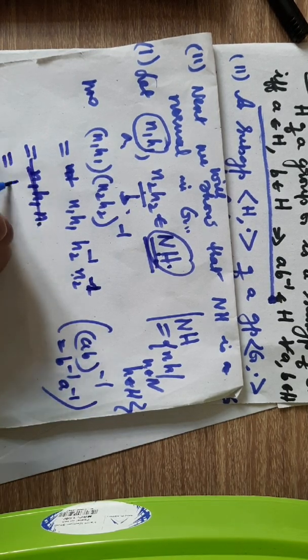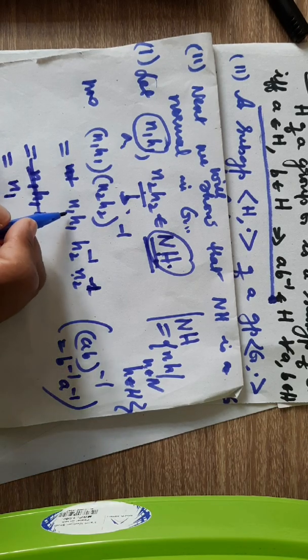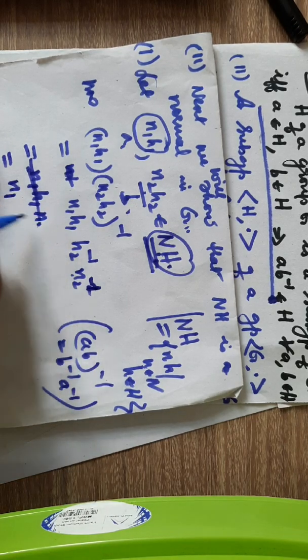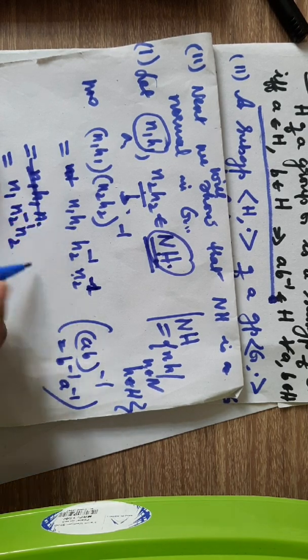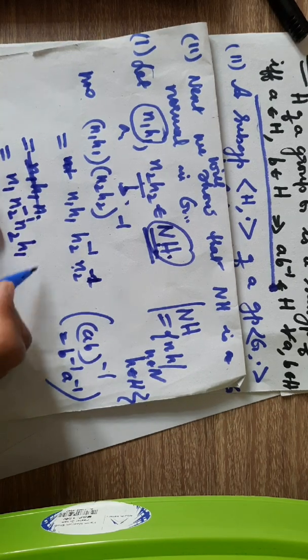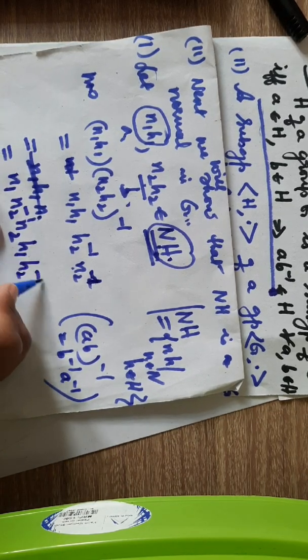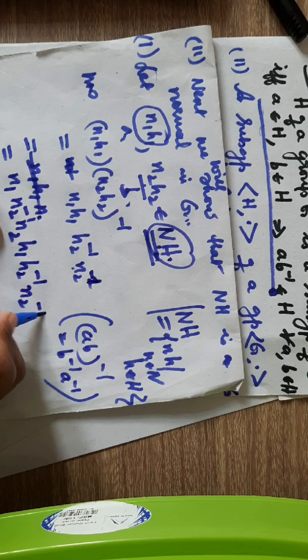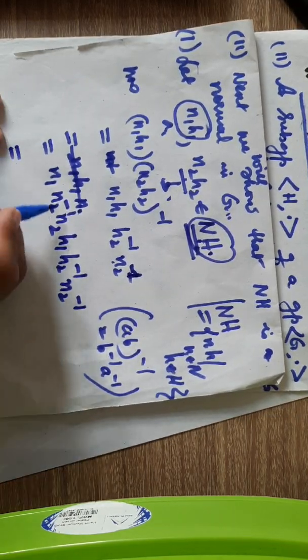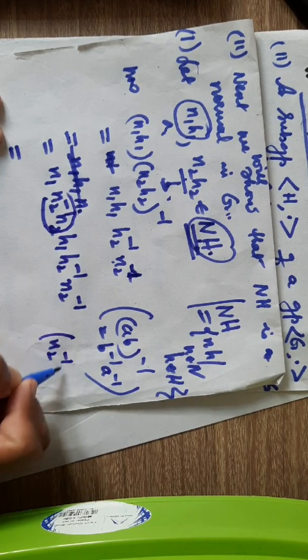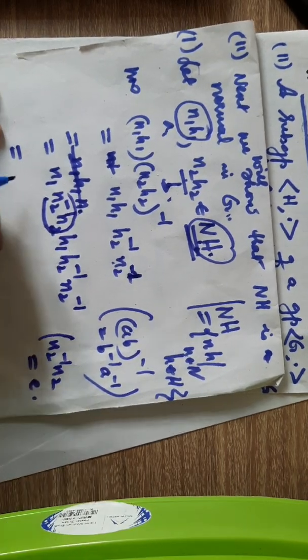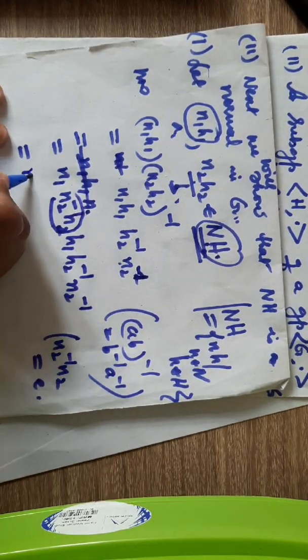Here it should be N1. Then introduce N2 inverse N2 in between H1. Then H2 inverse N2 inverse. Just introduce this element N2 inverse N2, because N2 inverse N2 gives you E. So this is equal to N1.